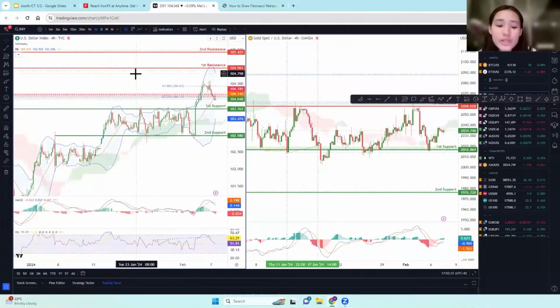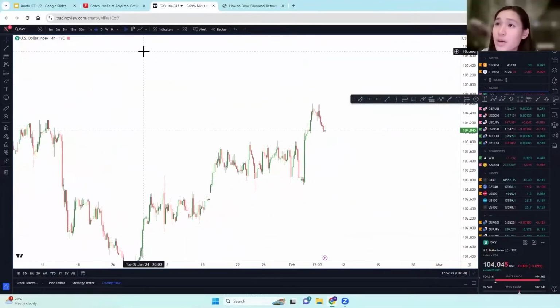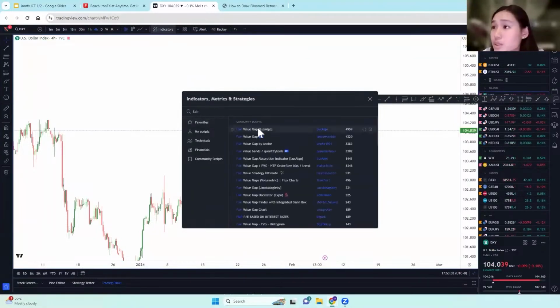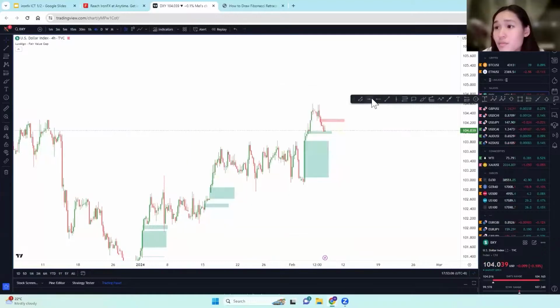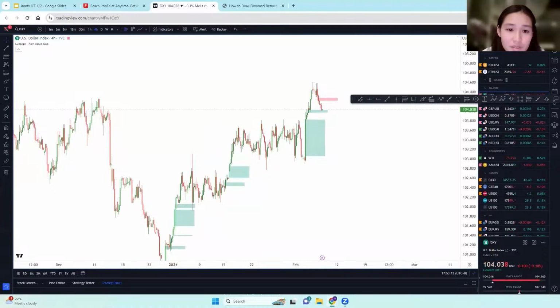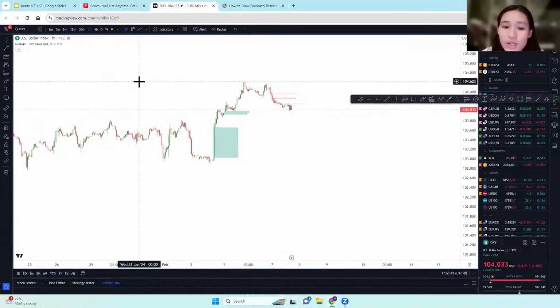Okay, so if we are looking at VXY, just a random chart, this is how you implement the FVG indicator. You go to the indicators, search for fair value gap, and this one. This helps you to identify any of the FVGs, and you can use this on any time frame as well. So I'm on the 1 hour time frame now.